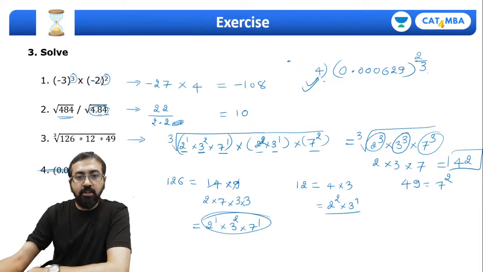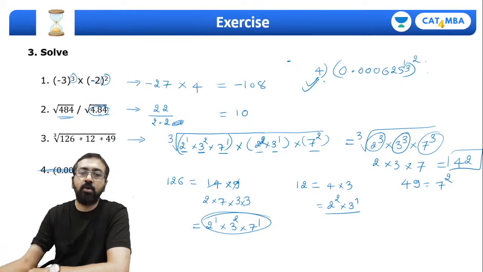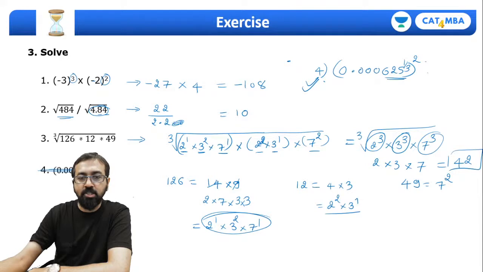Now here there is a power 2 by 3. So we can interpret this as 1 by 3 whole raised to 2. Okay, it's 1 by 3 whole raised to 2. Fine. So what is cube root? 1 by 3 power means cube root. So what is cube root of 625? It's 5.